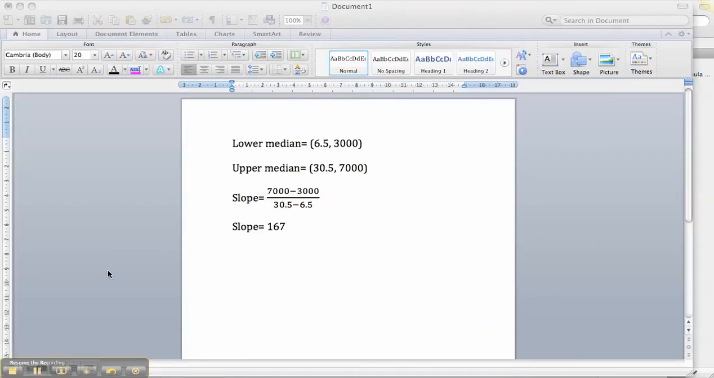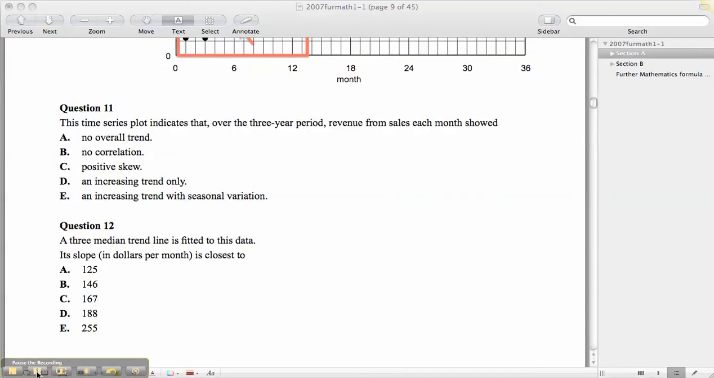So we've got the lower median. Remember, we found the x-coordinate and the y-coordinate separately. So your slope, which is just your rise over run, is y2 minus y1 divided by x2 minus x1. If you type that into your calculator, you should get 167. So the answer for this question is C, 167.